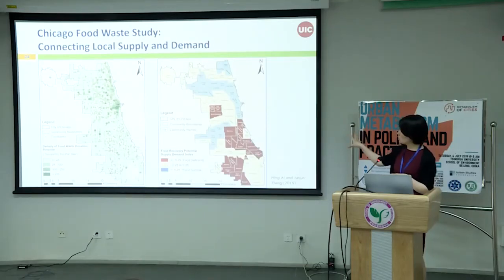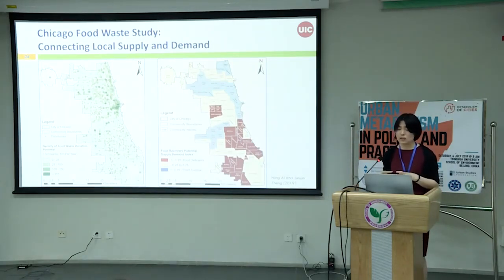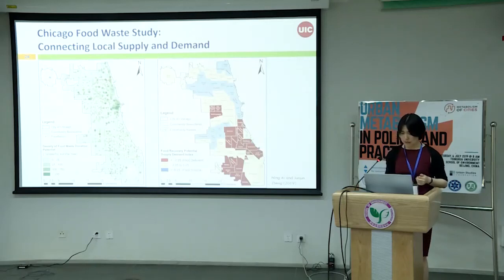What you see to the right is the index we developed. If it is red, you see brownish here on the screen, it means those communities are in need of surplus food. If it shows as blue, that means they have a lot more, but currently it's not collected. And we advocate for planning intervention and coordination to connect those neighborhoods by better and more efficient logistics planning.